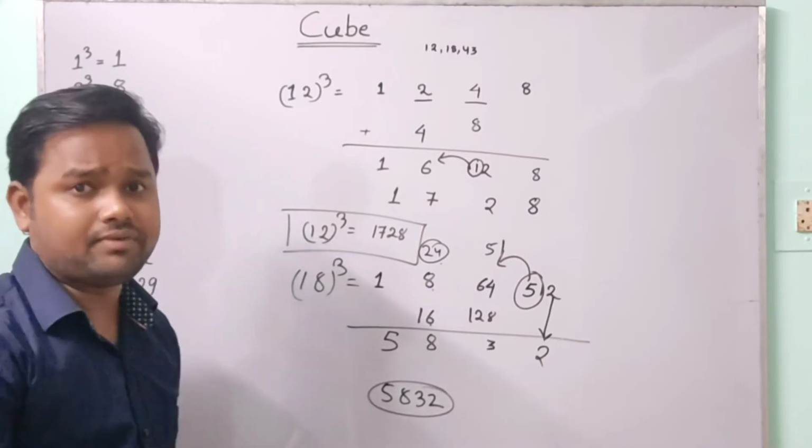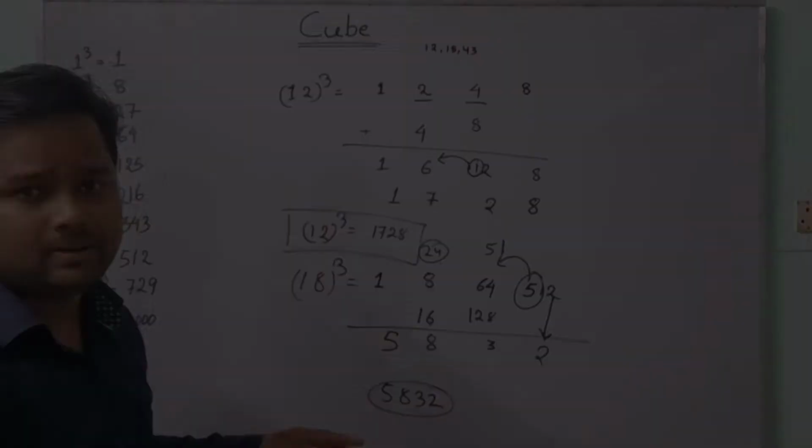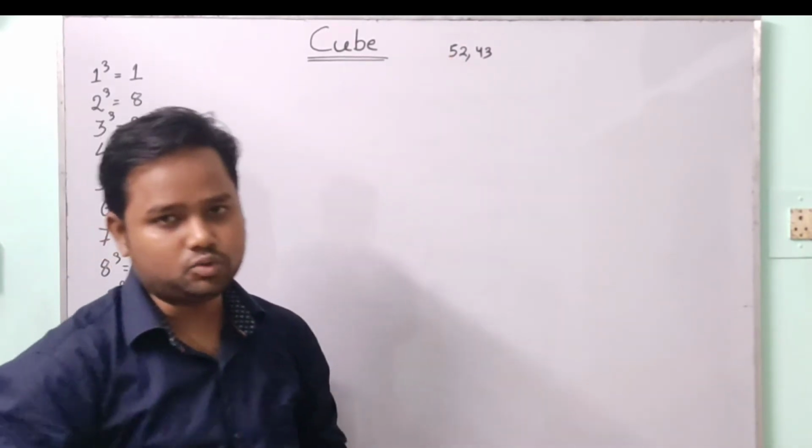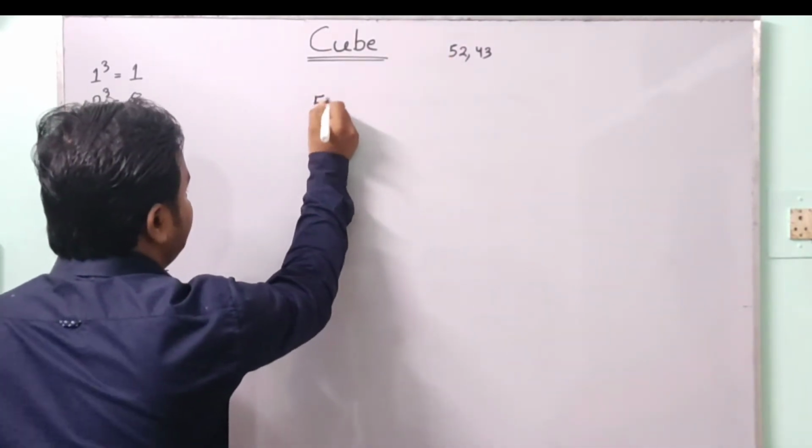Similarly, we can find the cube of any two-digit number. We will do another example. The next question is to find the cube of 52. Now, 52 cube.